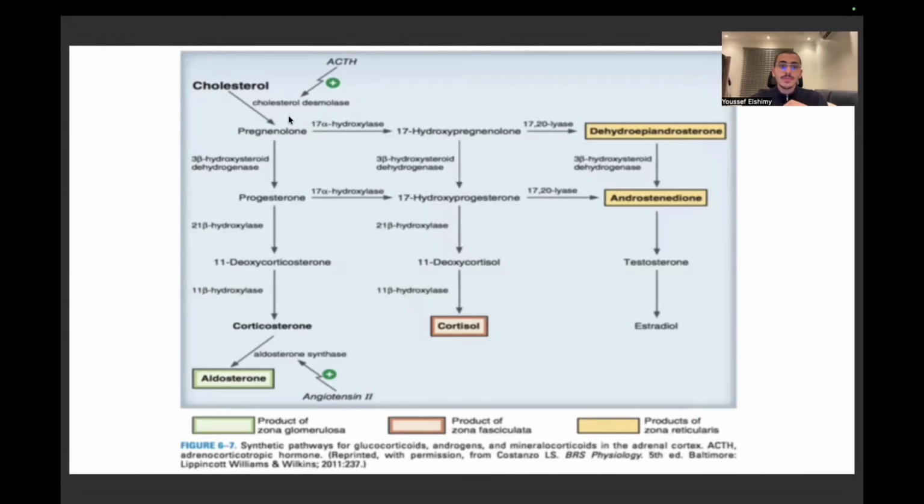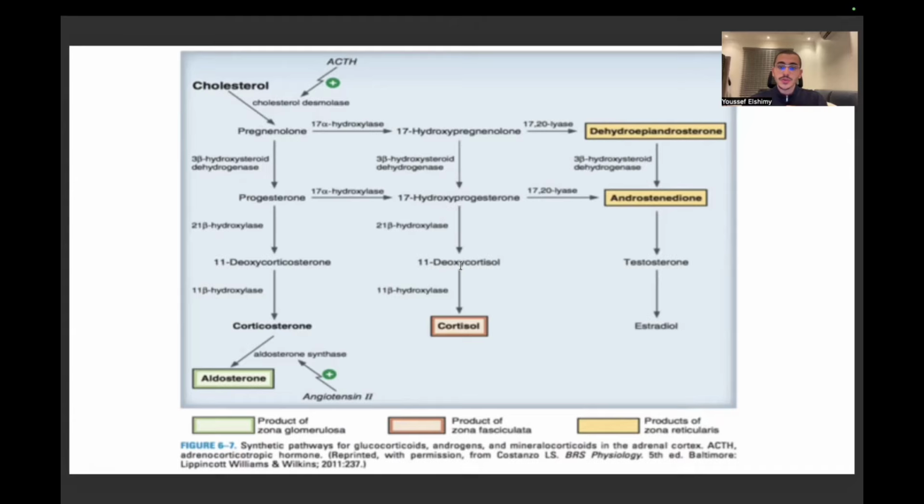What happens is that pregnenolone can be converted to progesterone, and these two compounds get converted to 17-hydroxypregnenolone as well as 17-hydroxyprogesterone by the action of 17-alpha hydroxylase. The 17-hydroxypregnenolone gets converted to 17-hydroxyprogesterone by the enzyme 3-beta hydroxysteroid dehydrogenase. So this 17-hydroxyprogesterone is then converted to 11-deoxycortisol by the action of 21-beta hydroxylase.